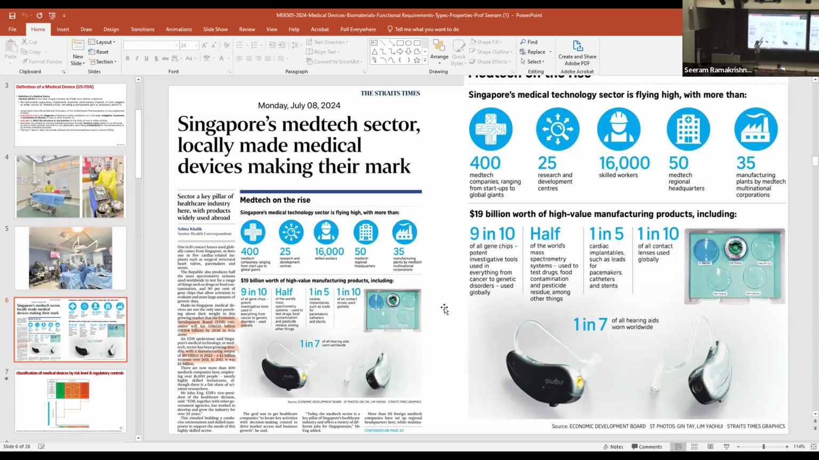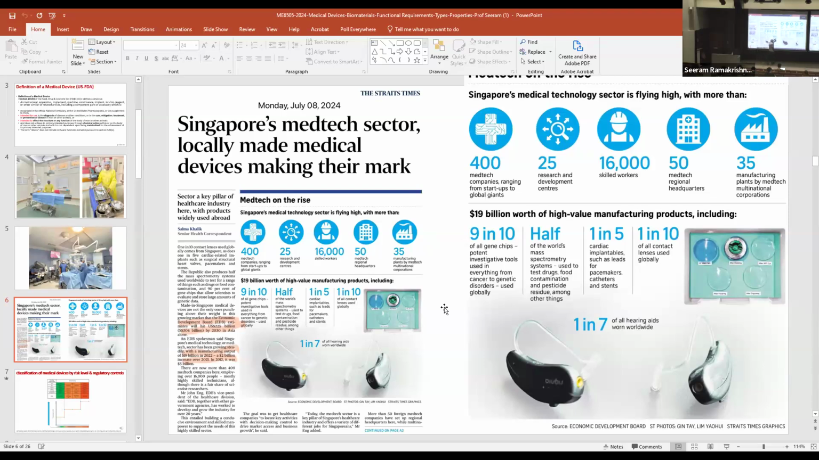Since then, we have 400 medtech companies, 25 R&D centers, 16,000 skilled labor, 50 companies with a regional headquarters in Singapore, and 35 manufacturing plants. So it's good. I think it's precision manufacturing, high value-add manufacturing. Having this capability in Singapore is absolutely necessary. Any advanced country or high income country would have to have such capabilities.